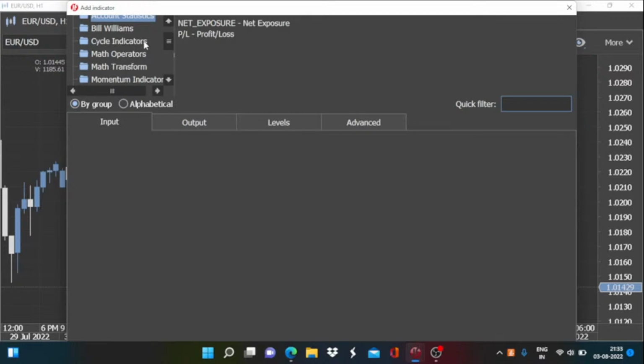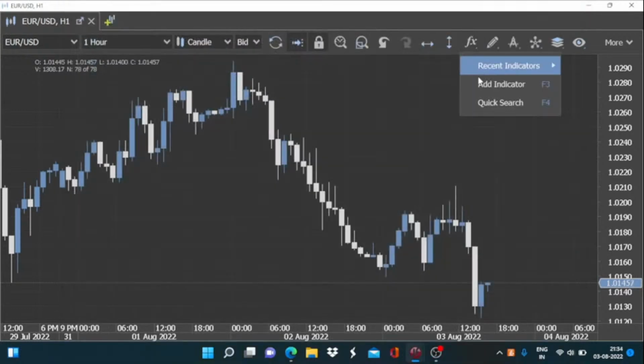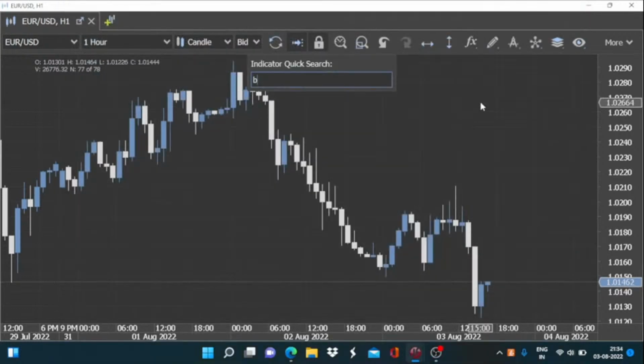For finding this indicator, all you have to do is go to the overlap studies and you will find it listed just below the Bollinger Bands. In prior sessions I had explained the use of Bollinger Bands. Now this session is dedicated to the uses of the Butterworth filter. Else, if you don't know where it is exactly, you can simply do a quick search. All you have to do is type in its name, and even if you type in just butter, you will have the Butterworth filter.